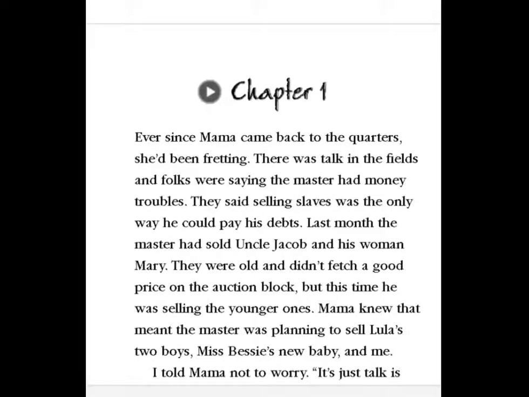Ever since Mama came back to the quarters, she'd been fretting. There was talk in the fields, and folks were saying the master had money troubles. They said selling slaves was the only way he could pay his debts. Last month, the master had sold Uncle Jacob and his woman Mary. They were old and didn't fetch a good price on the auction block. But this time, he was selling the younger ones. Mama knew that meant the master was planning to sell Lula's two boys, Miss Bessie's new baby, and me.